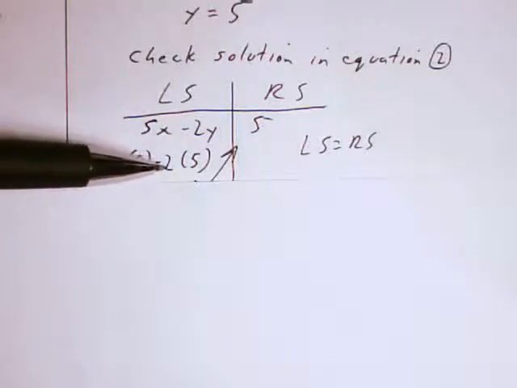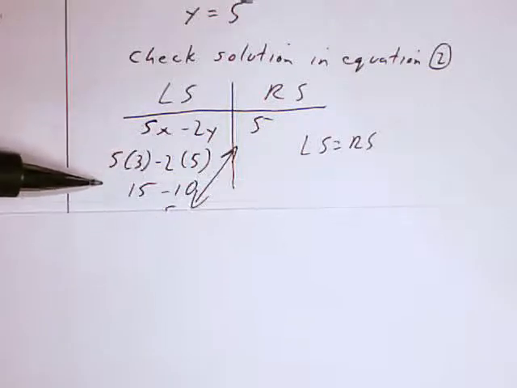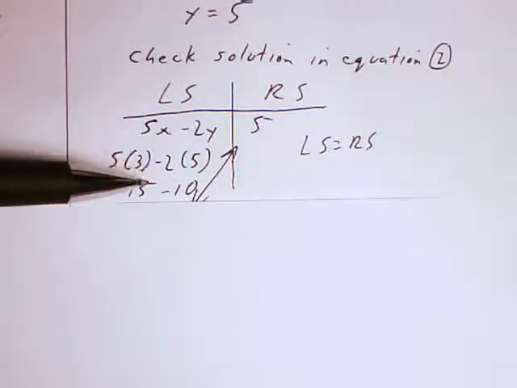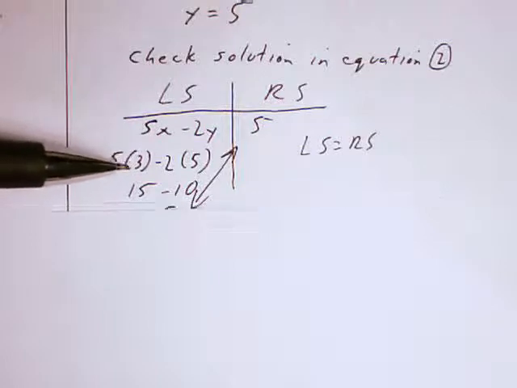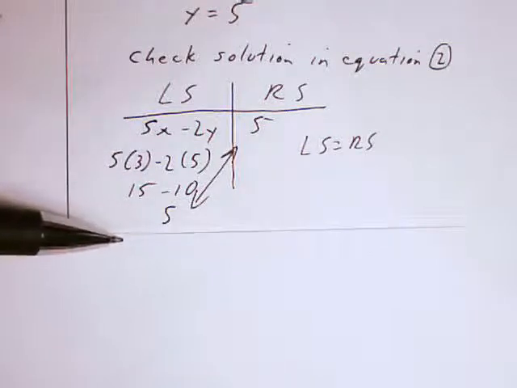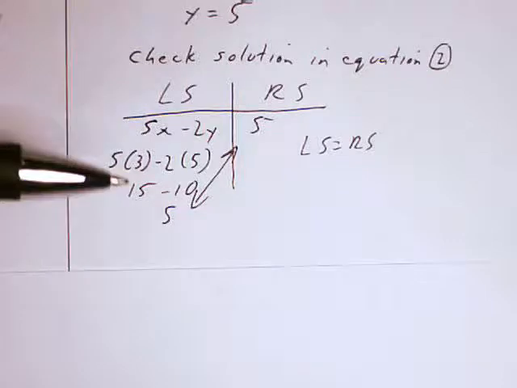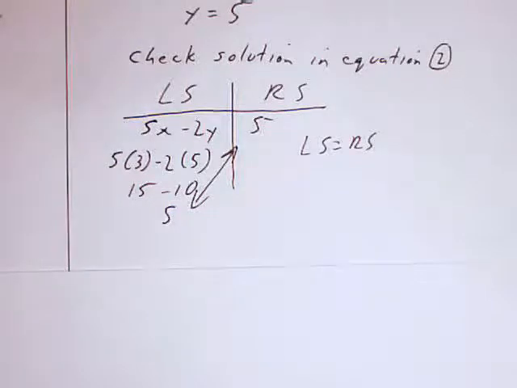So 5 times 3 and negative 2 times 5. 5 times 3 is 15. Negative 2 times 5 is negative 10. 15 minus 10 is 5. My left side equals my right side. Since my left side equals my right side, this is the correct solution to this system.